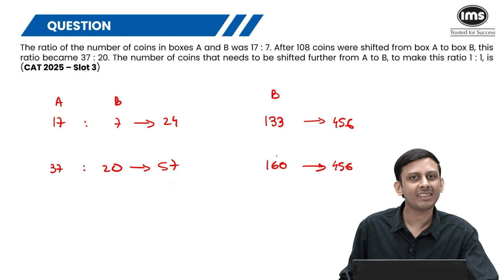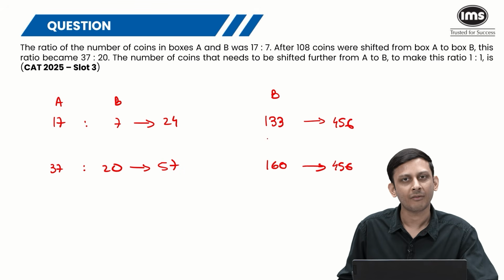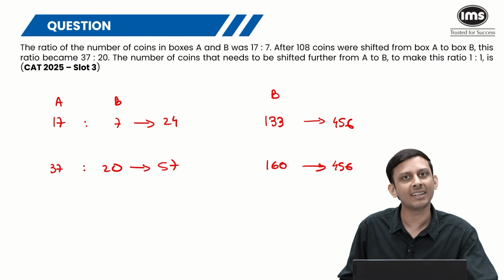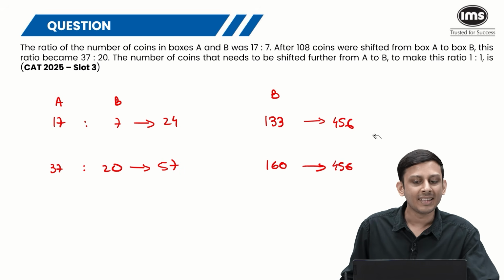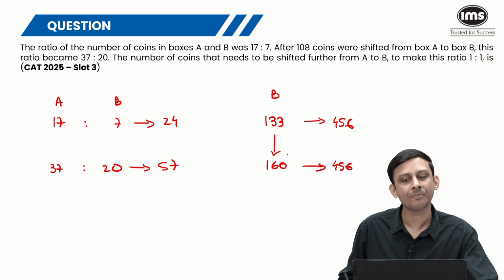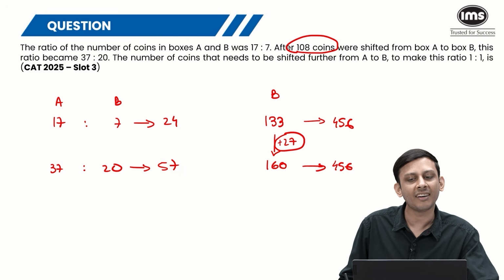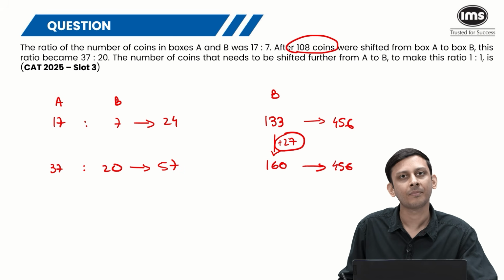See, now, of course, these are not the actual values. We'll come to the actual values. But at least we are satisfying the condition that the total is remaining the same, the combined total. Now we can see that B, from 133, is increasing to 160, which is an increase of 27 here. But we know that the increase is not actually 27. It should be 108. 108 coins are being shifted.